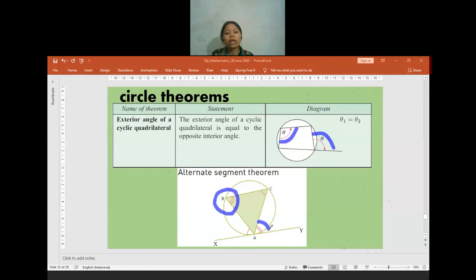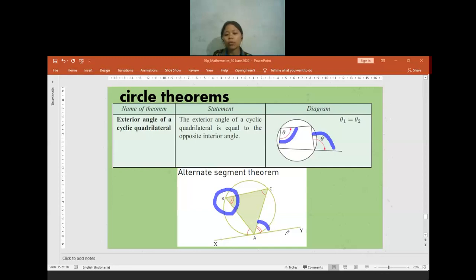So that's why in this circle, you have to be able to observe the diagram properly. And after you are able to observe the diagram properly, you have to be able to recognize, because later everything will be combined all together in one question. This is what we call the alternate segment theorem.